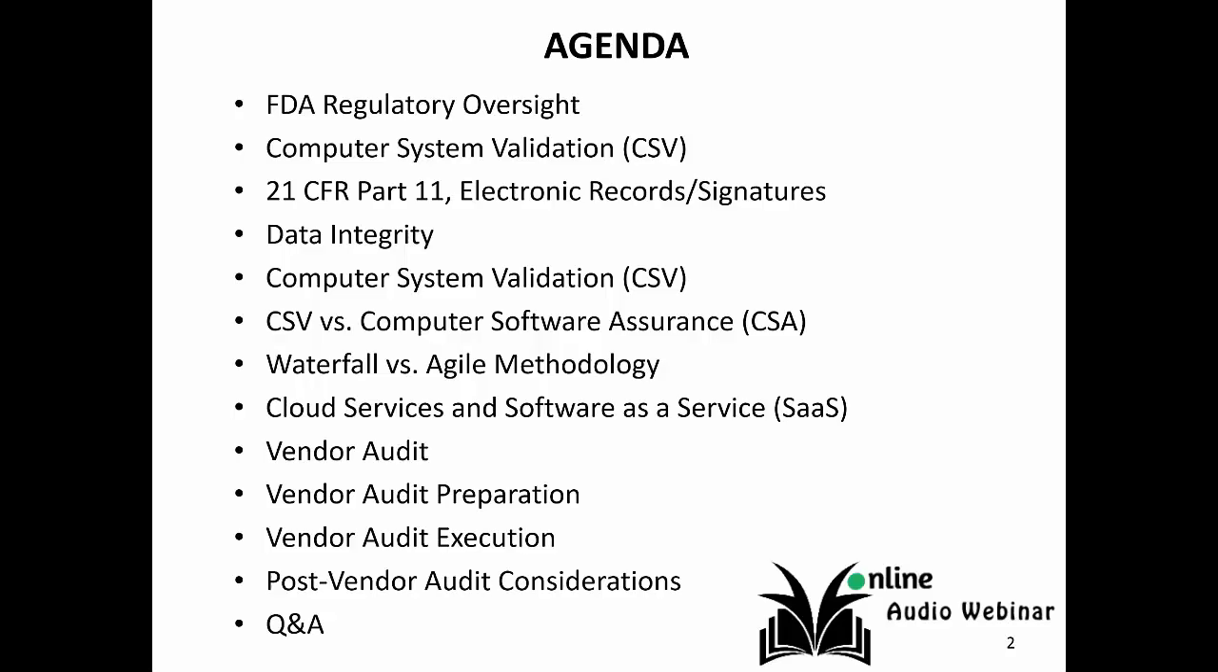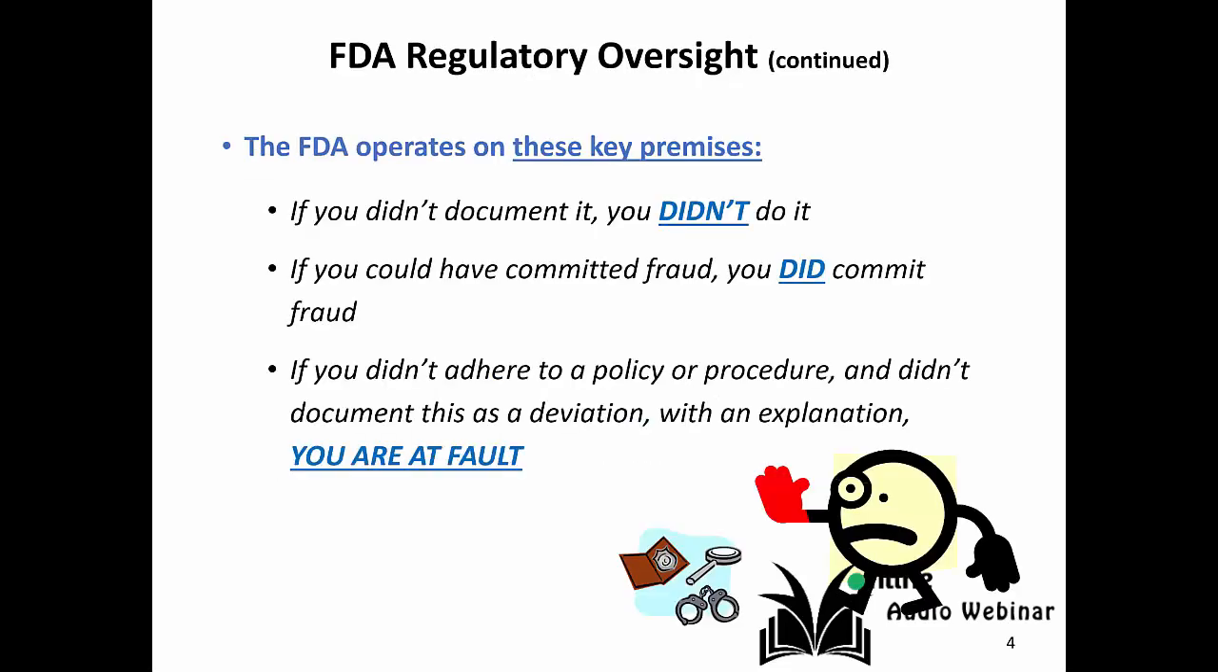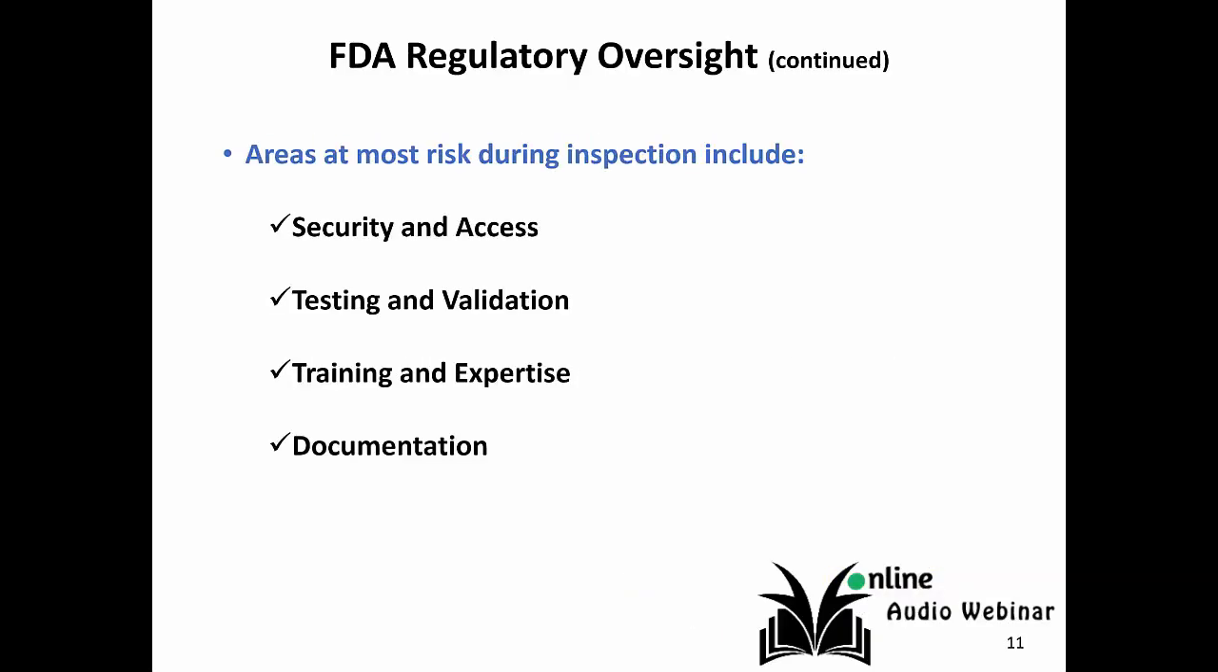So as we go along, we'll highlight the areas where you should be checking with your vendors. Everything is based on predicate rules, the GXPs, where X is a variable, and whether it's manufacturing, laboratory, or clinical areas. And the FDA operates on key premises to always keep in mind: if you didn't document something, you didn't do it. You must have objective evidence of anything that you do. The areas most at risk include security and access, testing and validation, training and expertise, and documentation.